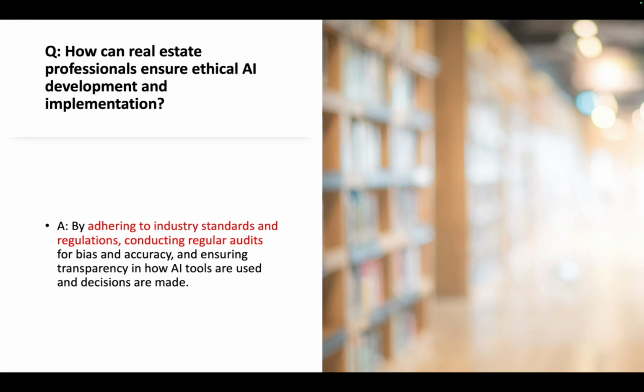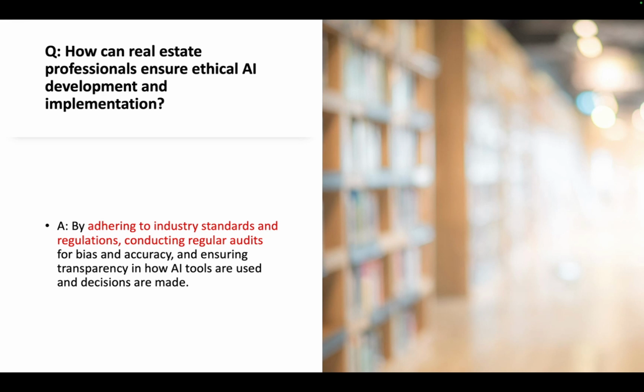How can real estate professionals ensure ethical AI development? Well, the key thing is, you don't know how some of these things have been trained, but what you can do is test the results that they produce. And you want to be able to constantly check that the solution adheres to the industry standards, adheres to the regulations, and by performing regular audits, you can see if there is bias or if bias is creeping in, and you can make sure that the accuracy is there.